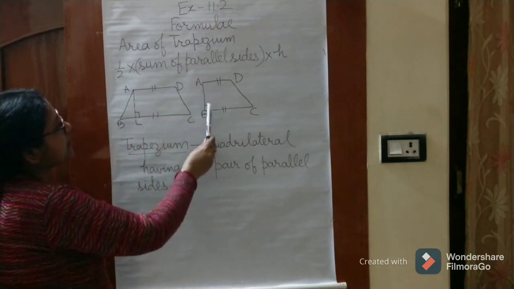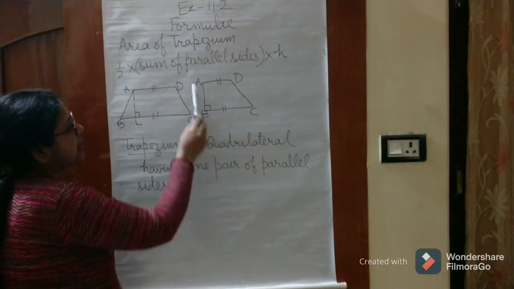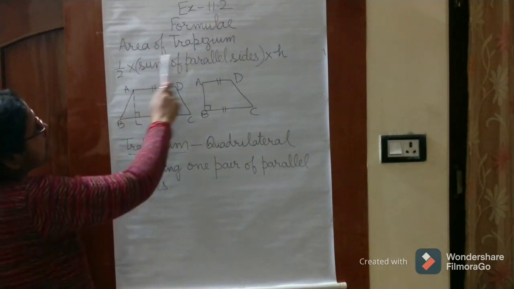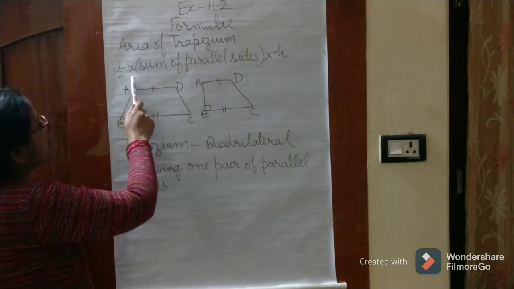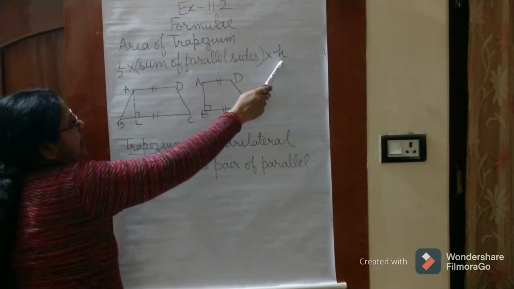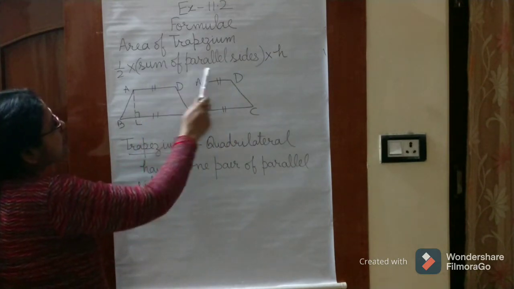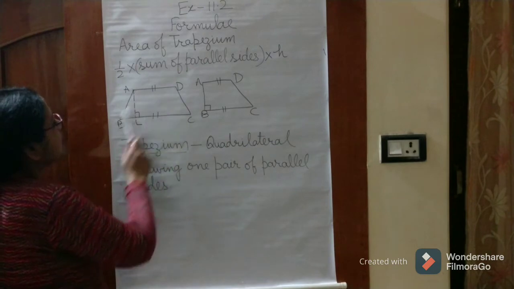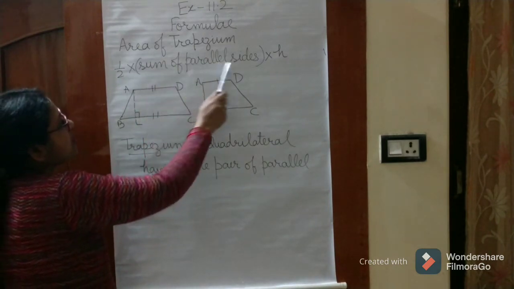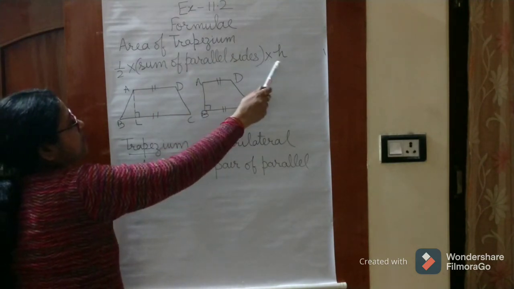In the second figure, AD is parallel to BC, and AB and DC are non-parallel sides. So the formula of area of trapezium is 1 by 2 into sum of parallel sides into height. You can write height or the distance between the two parallel sides. Sum of parallel sides means whatever the length will be of these two parallel sides, the addition or the sum of these parallel sides will be written here and then into height.